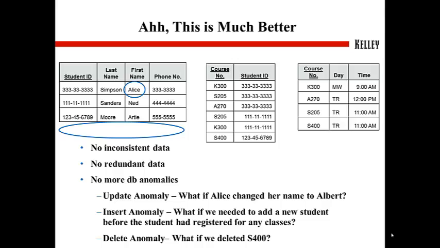And then the delete anomaly. What if we deleted S400? Well, we would only delete 2 records in the 2 tables on the right, and poor Artie would still be here even though he wasn't registered for any classes, and he wouldn't be registered for S400, and he wouldn't be watching this video.